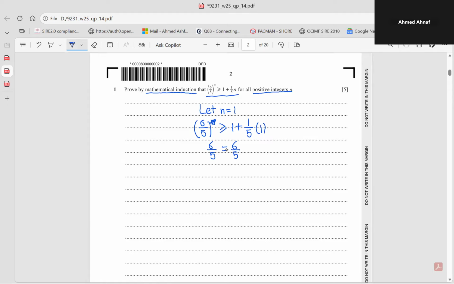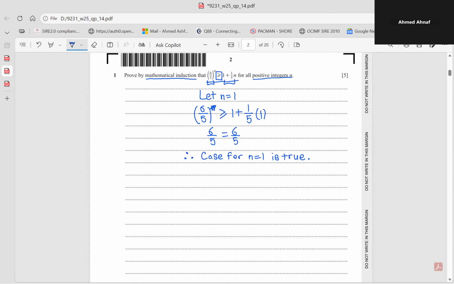Yeah. So despite the sign changing here, it still doesn't change the fact that this statement is true because this inequality sign, as you know, just means more than or equals to. So as long as this is not less than this, we're good to go. Okay. So yeah, therefore we can say that the case for n equals to 1 is true. And yeah, now that's the first step.